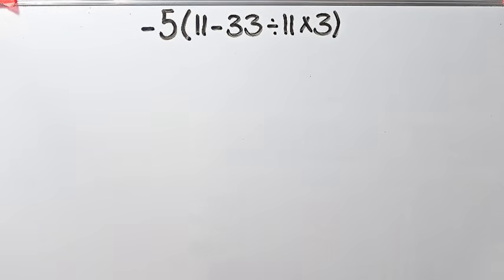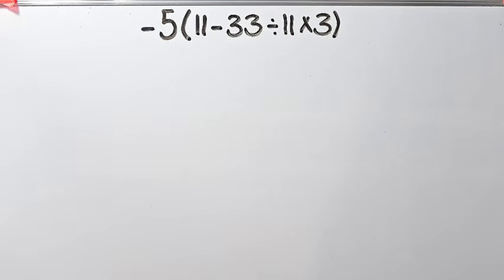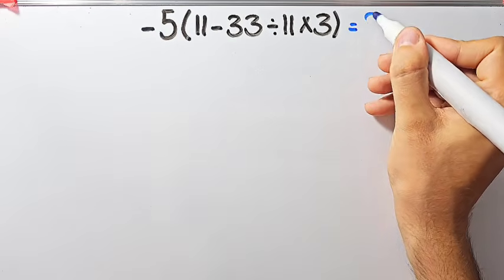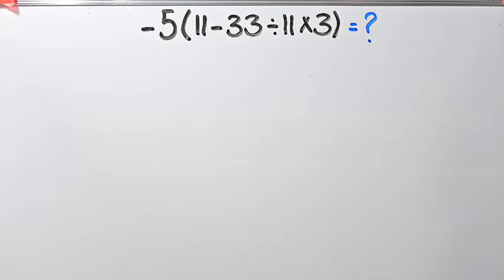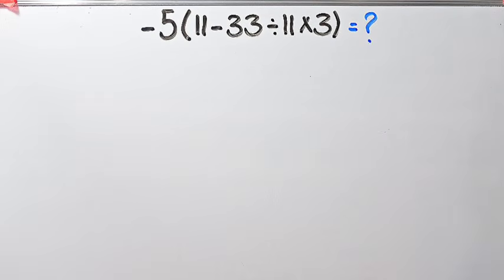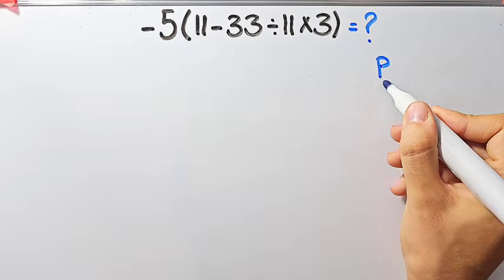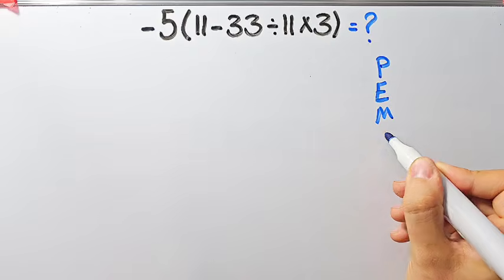In this video we are going to solve 3 questions about PEMDAS rule. In the first question we have negative 5 times open parentheses 11 minus 33 divided by 11 times 3 close parentheses. What is the answer of this question? In this question we have multiplication, parentheses, subtraction and division. To solve this question we need to follow the order of operations, which is PEMDAS.